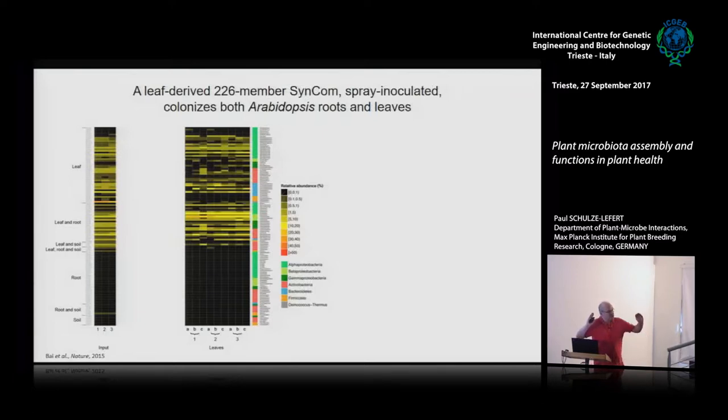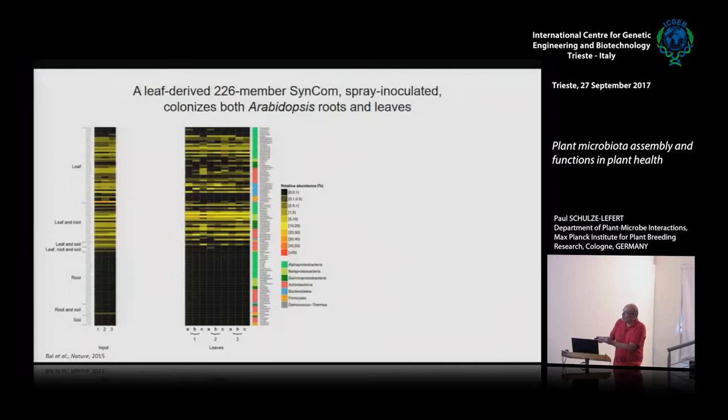We grow them to stationary phase, and then we mix them in a one-to-one ratio. So that's why you see a relatively equal input. And this is after 4 weeks of incubation on the leaf. And you see a very clear community shift, right? The pattern changes. And now we did a very important thing.